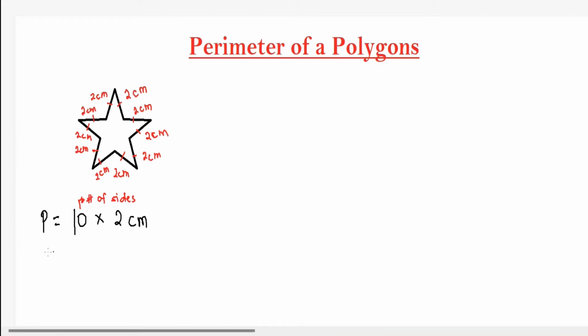Now, solve natin. Multiply natin. 10 times 2. What is the answer? 20. That is 20. Apelyido ni 20? Centimeters. And that is our perimeter. Any question? None so far. Are you sure? Walang tanong? Sige, let's have another one.